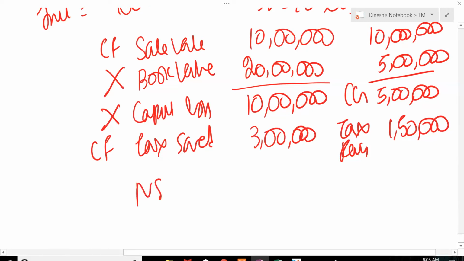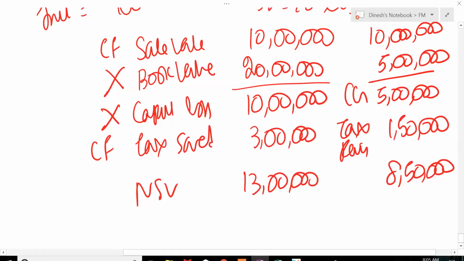My final net salvage value is 13 lakhs and 8 lakh 50,000. How? 13 lakhs is 10 lakh plus another 3 lakh of saving, and 10 lakh minus 1 lakh 50,000 of payment. So you will not take the salvage value as it is; you will have to do an adjustment called net salvage value. Clear? Any doubts on this?